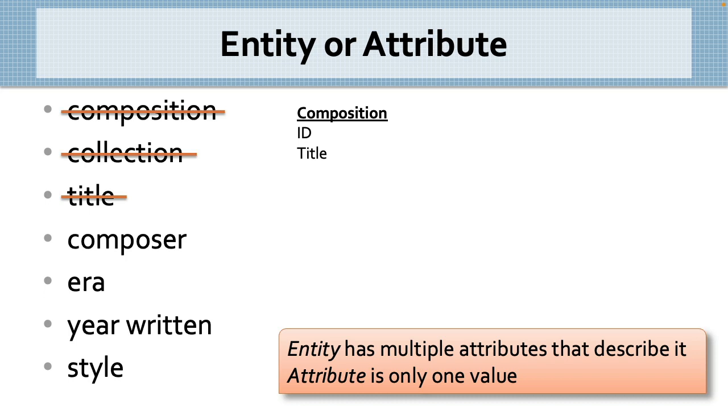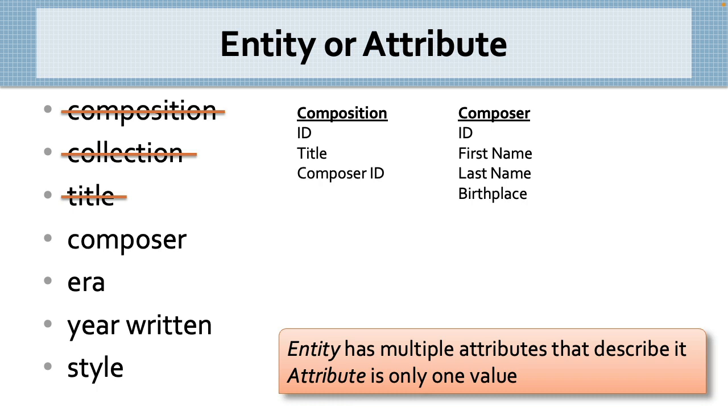Does composer bring to mind multiple attributes that describe it? Certainly. A composer has a first name, a last name, a birthplace, and many other interesting characteristics. That means composer is an entity, so we make a box for it and list its attributes. But composer, while being an entity itself, is also an attribute of composition. We track that by adding composer ID under composition. And now we can mark it off the list.